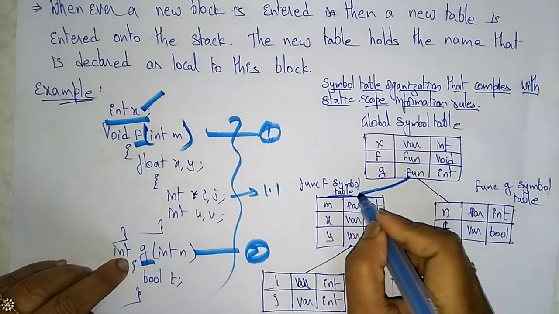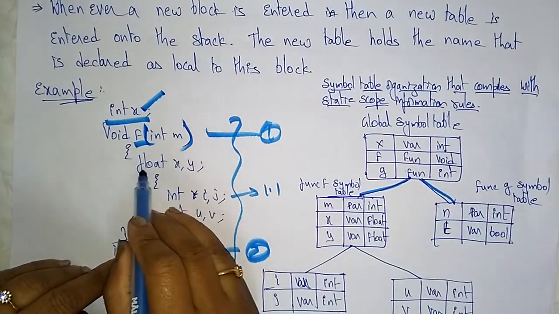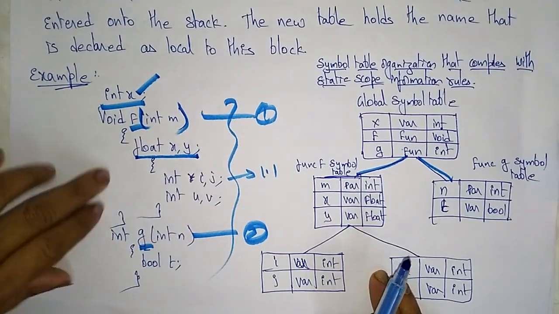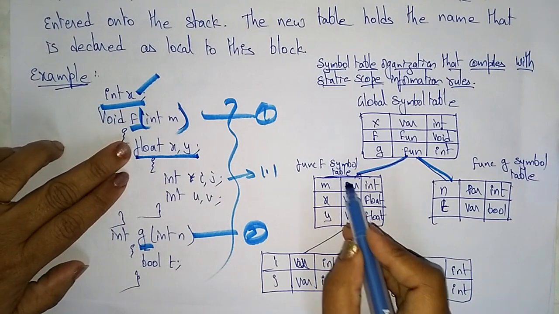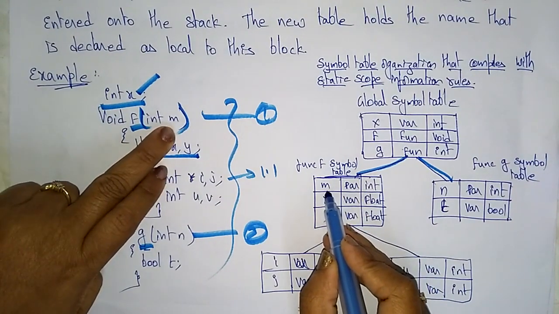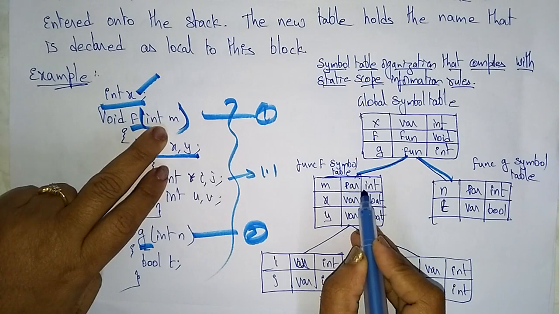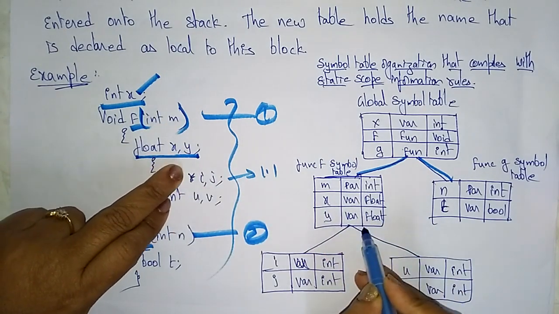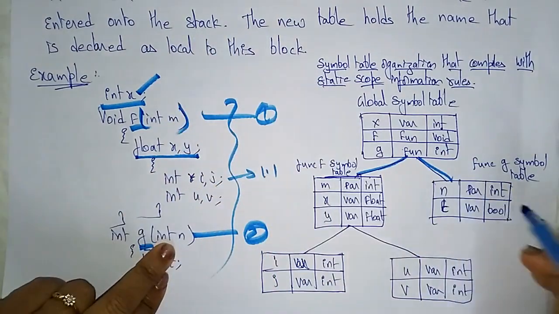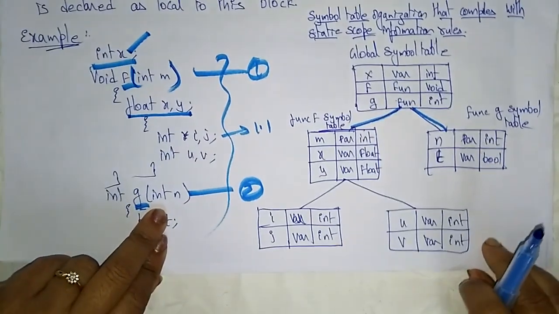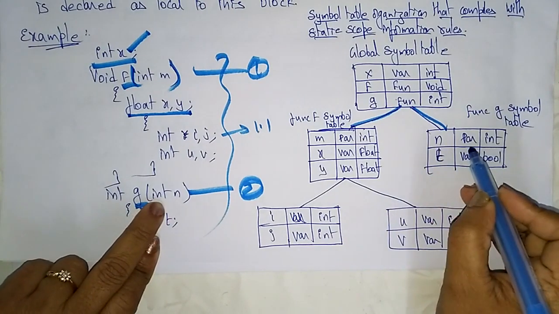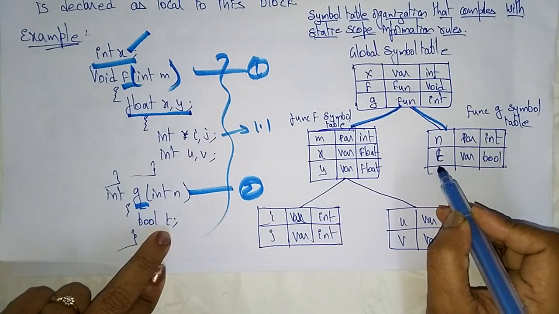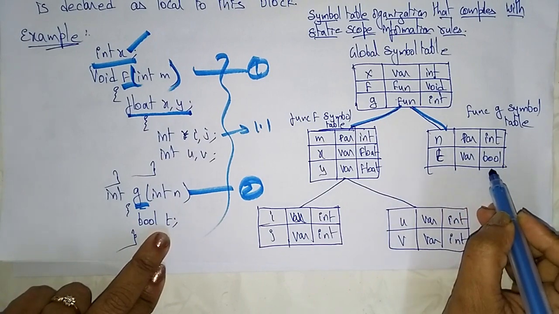Now let's see each function's symbol table, that is the function f and the function g. In the function f symbol table, m is a parameter of type integer, and here it is using x as a variable of float and y as a variable of float. Up to here only. Now coming to the function g symbol table. n is a parameter of integer type and here the variable t is used. t is a variable of boolean type.